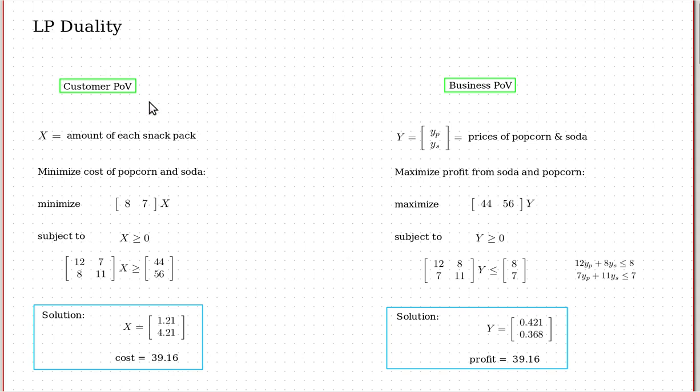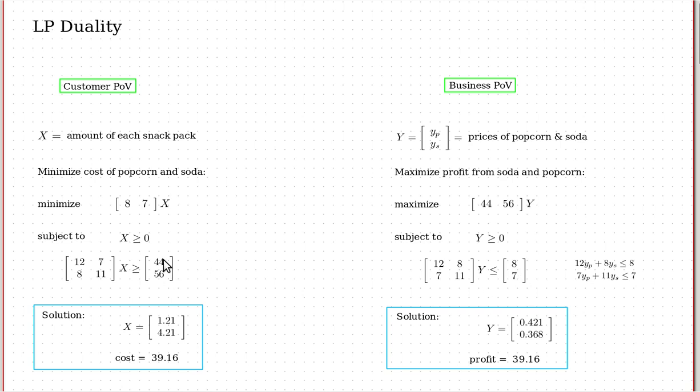Okay, now these two problems, the one from the customer's point of view and the one from the business's point of view, they're called dual problems. They both use exactly the same numbers. And notice the relationship of the numbers. In the first problem, the 8 and 7 were in the objective vector. In the second problem, the 8 and 7 were in the constants on the right side of the constraints.